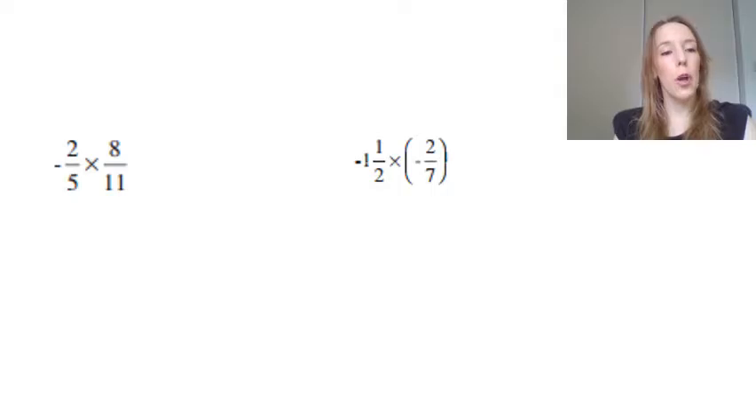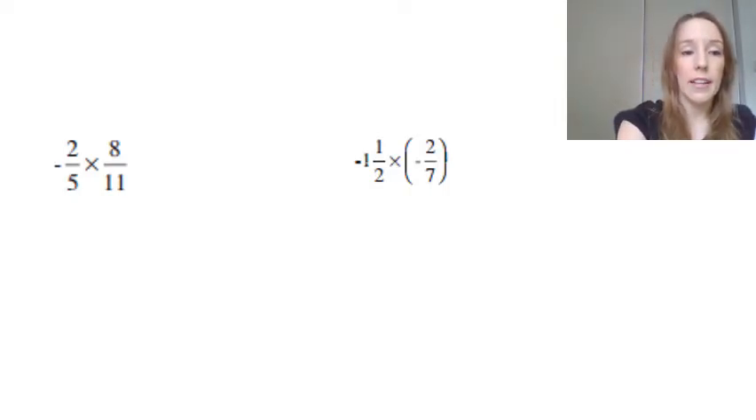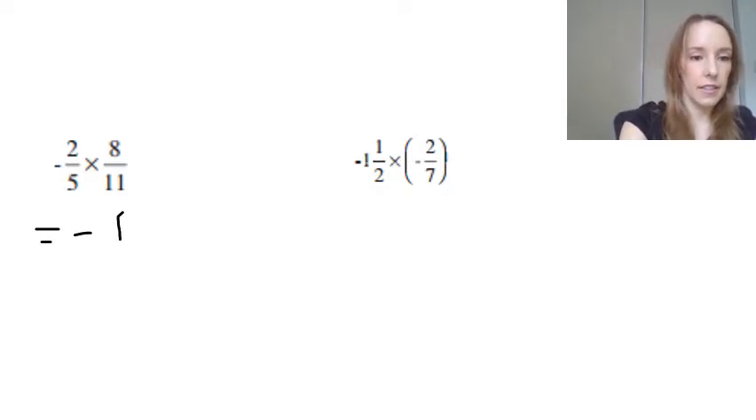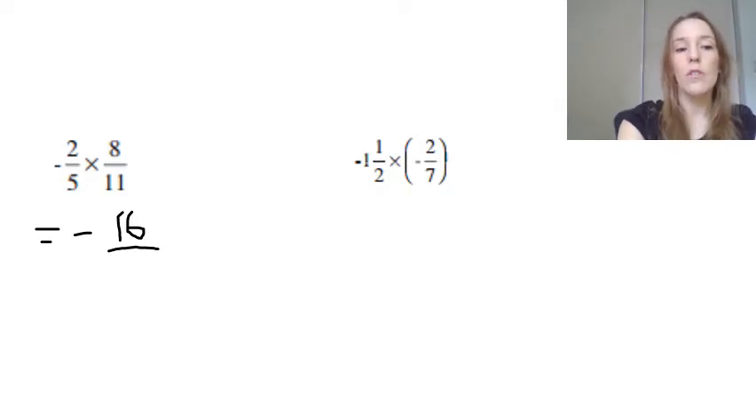And another example. So we've got negative 2 fifths multiplied by positive 8 elevenths. So we've got a negative being multiplied by a positive, which means our signs are different. So we know our answer will have to be a negative number. So 2 times 8, 16. 5 times 11, 55.